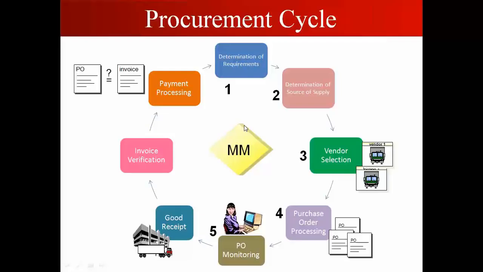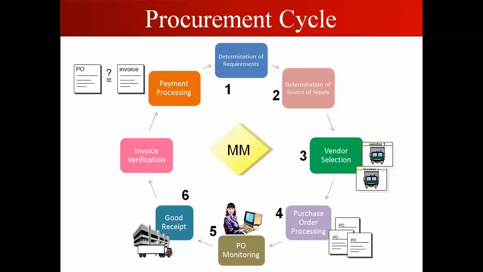The next step, number 6, will be goods receipt. Once the vendor has sent you the goods, you will do the goods receipt in the system. You will make an entry in the system, which is called goods receipt, that we have received the goods, so that the system can post the goods to the inventory as stock.